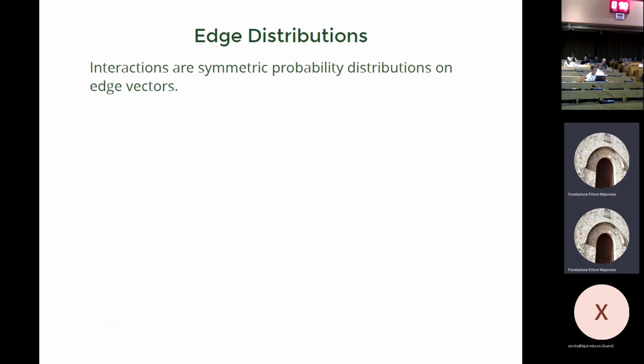Okay, so here's the conceptual setup. We have these interactions between different monomers, which we're thinking of as vertices of the graph, and the interaction is modeled by an edge in the graph. And then those interactions are symmetric probability distributions. So meaning spherically symmetric. So it doesn't really matter what direction the edge is pointing in. What really matters is something like the distance between the monomers.